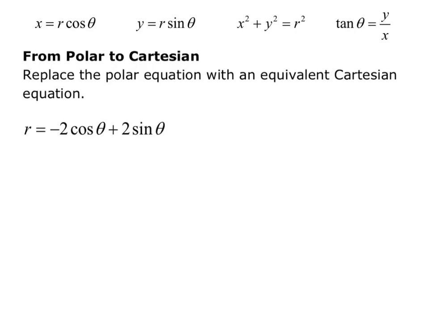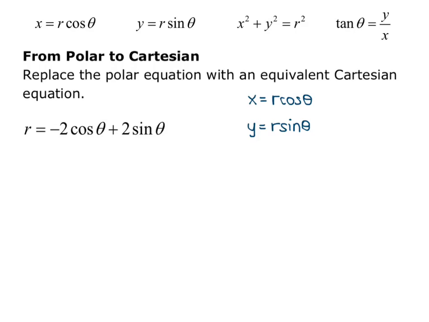Alright, in this example we have r equals negative 2 cosine theta plus 2 sine theta. And the identities I'm given are x equals r cosine theta and y equals r sine theta. I know those are what I'm trying to use in order to replace my theta and r. But I don't have a nice way of getting my polar equation into this form.